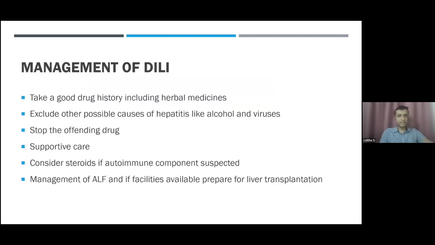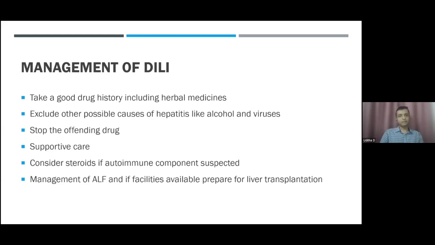Now, how do we manage a drug-induced liver injury? You can apply this to patients with or without liver cirrhosis. You have to take a good drug history, including herbal medicines. We will touch on this a little later. And of course, exclude other possible causes of hepatitis like alcohol and viruses, and stop the suspected offending drug. And the treatment is mainly supportive, to support the patient, hoping that the patient will get better.